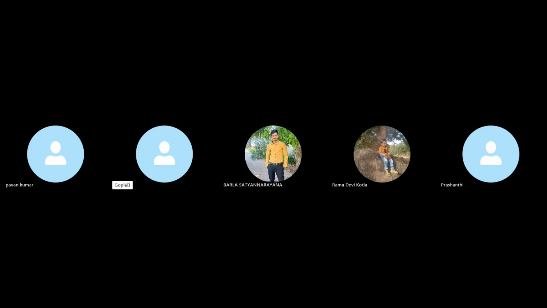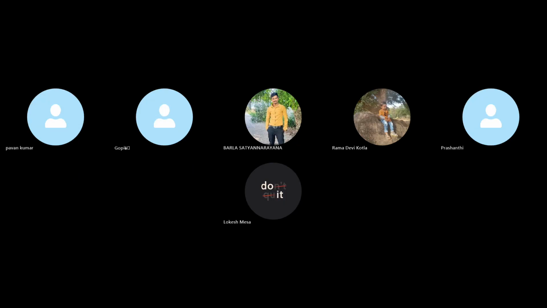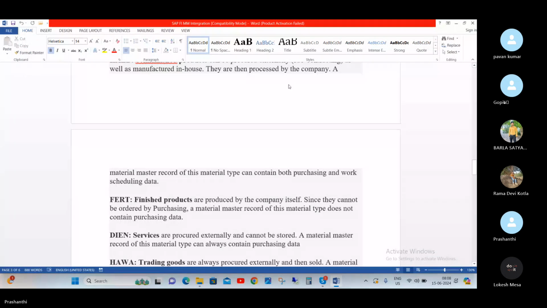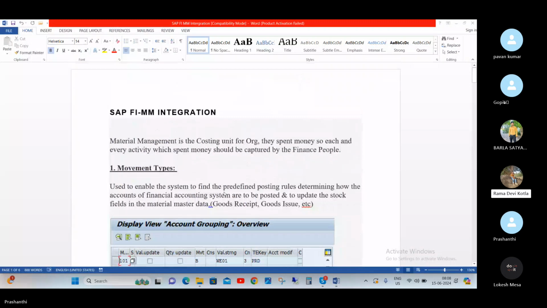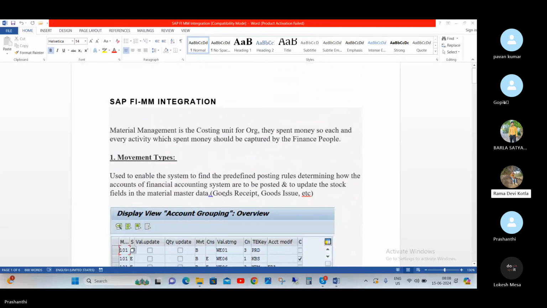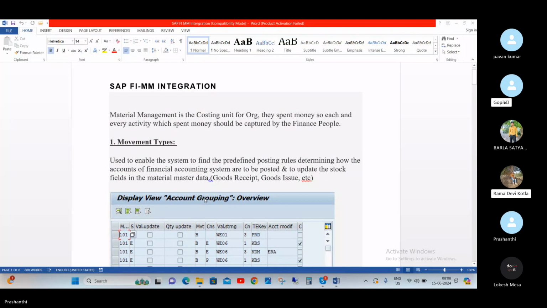What is valuation? Valuation area is basically the level at which material is valued. Material can be valued either at plant level or at company code level.